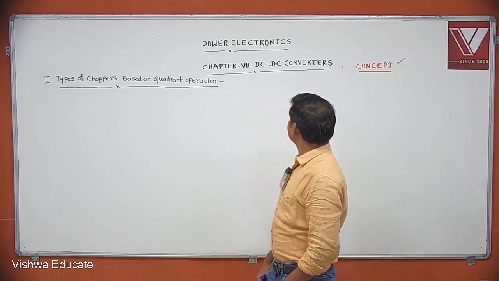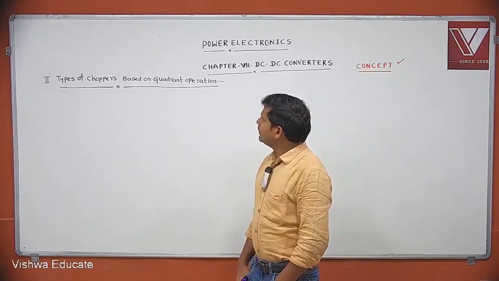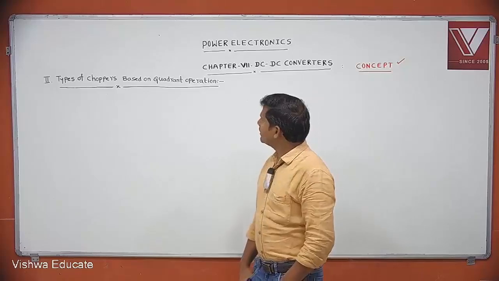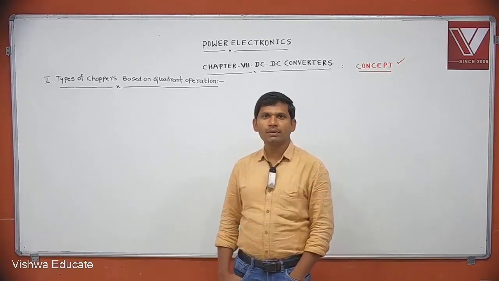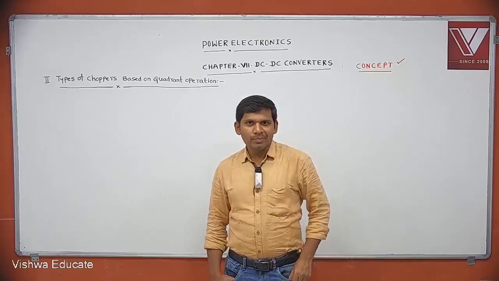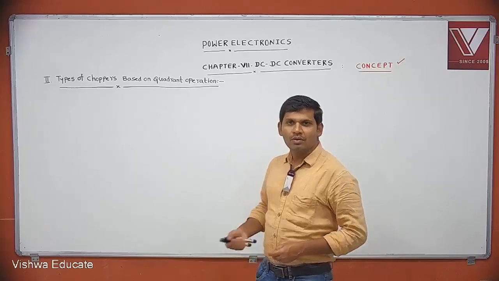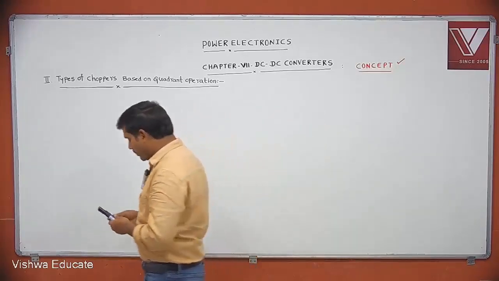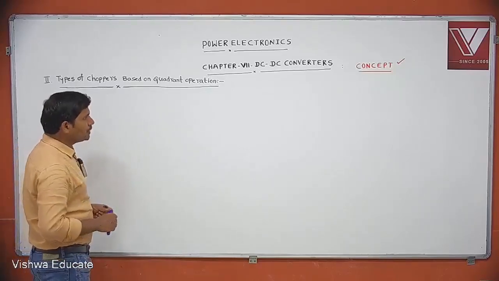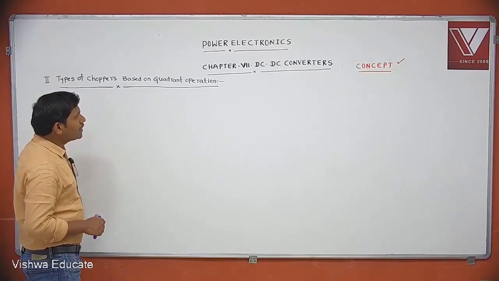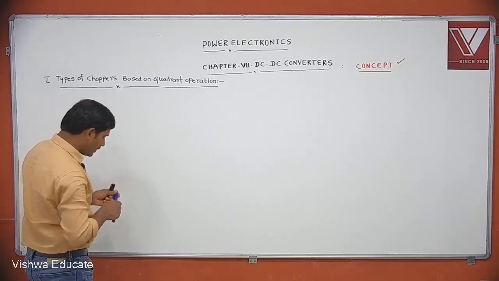A continuation of chapter 7, that is DC to DC converter. In this topic, types of choppers based on quadrant operation. In the last session, I discussed type A, type B, type C and type D choppers. Now another type of chopper based on the quadrant operation is type E chopper. After completing that, in this session I will start with the steady state analysis of type A chopper also.